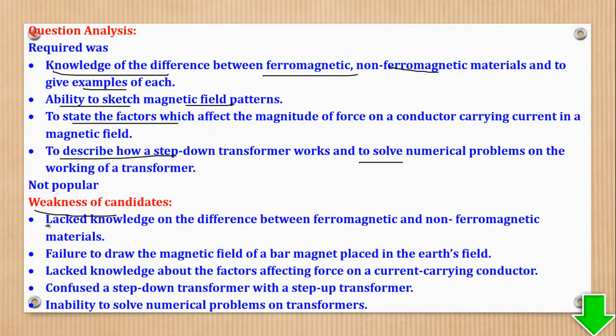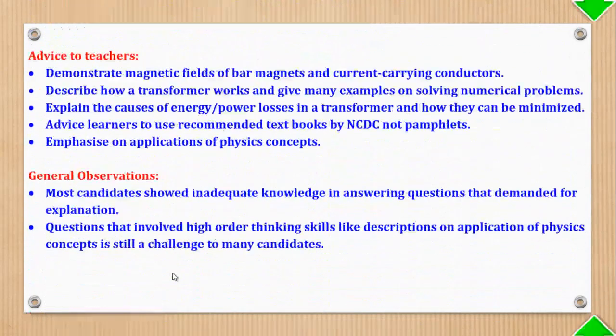So the weaknesses: candidates lacked knowledge on the difference between ferromagnetic and non-ferromagnetic materials. Also some of them failed to draw magnetic fields of the bar magnet placed in the Earth's field. Lack of knowledge about factors affecting force on a current carrying conductor. Then confusion between step-down and step-up transformers. And inability to solve numerical problems on transformers.